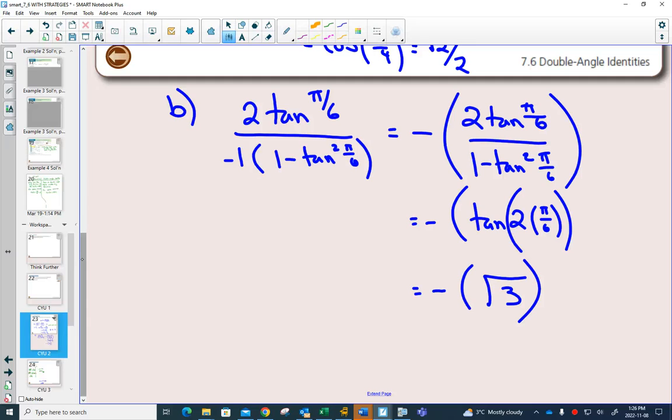Okay, circles, questions 4, 5, and 6. We've got lots of work to do today. All right. And let's turn to example 3.